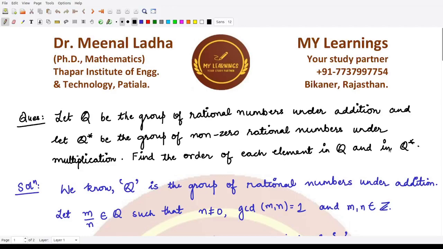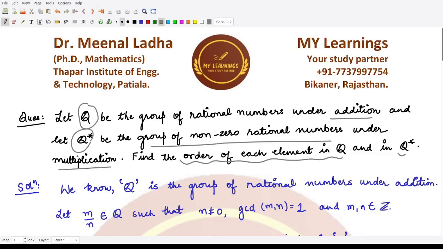In this video, we'll be solving this question where we are given some groups. We have Q, the group of rational numbers under addition, and we have Q star as the group of non-zero rational numbers under multiplication, where 0 is excluded from this group. Then we have to find the order of each element in Q and in Q star.